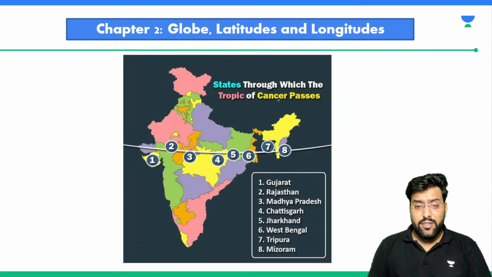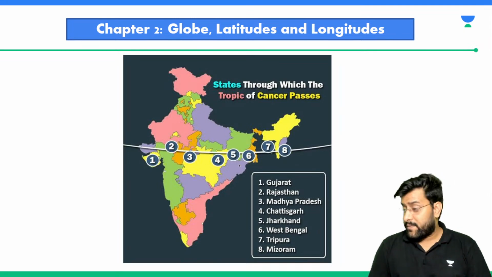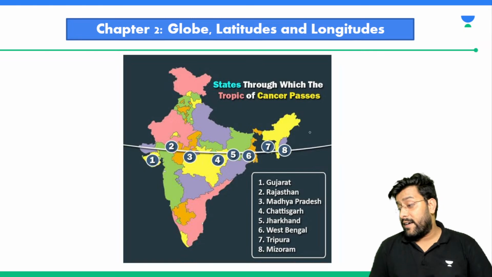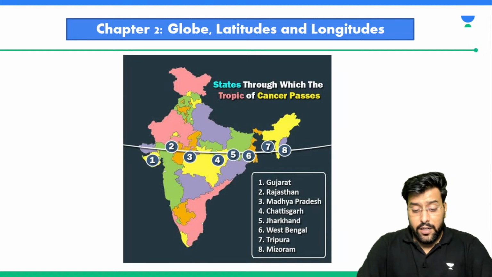Then we have this Tropic of Cancer. I told you Tropic of Cancer passes somewhere from the center of India. So we also need to remember the states through which Tropic of Cancer passes. This becomes really important, guys. Can you please tell me which states Tropic of Cancer passes through?